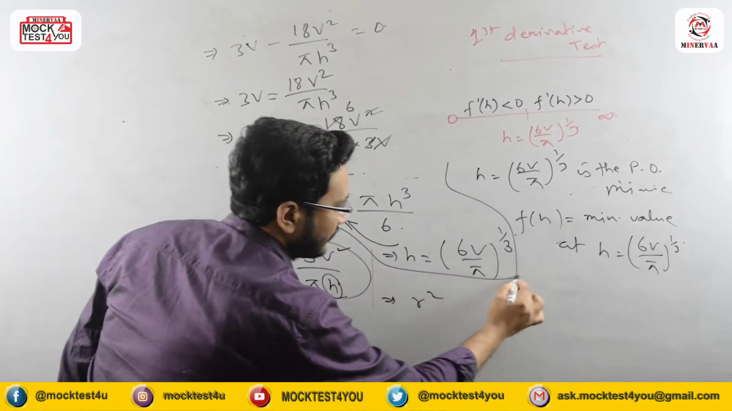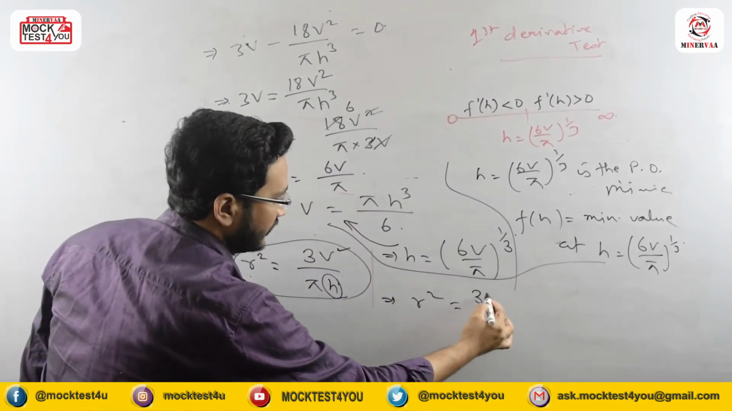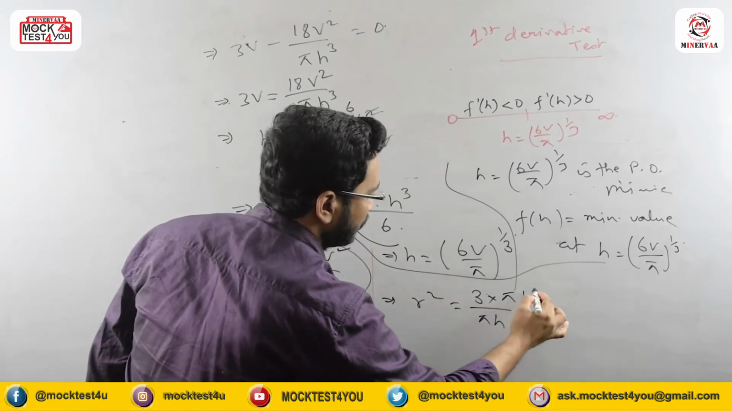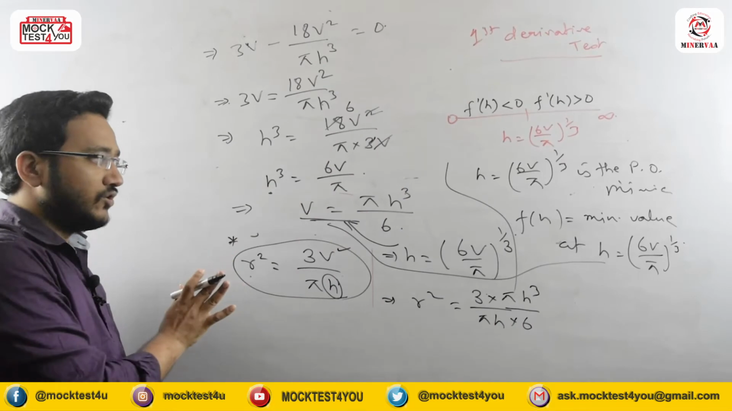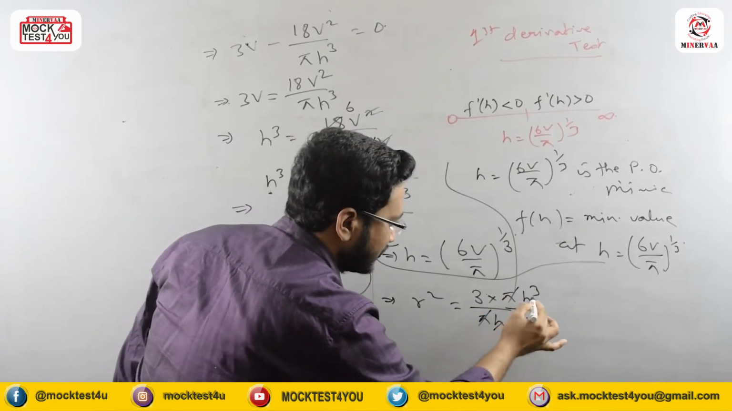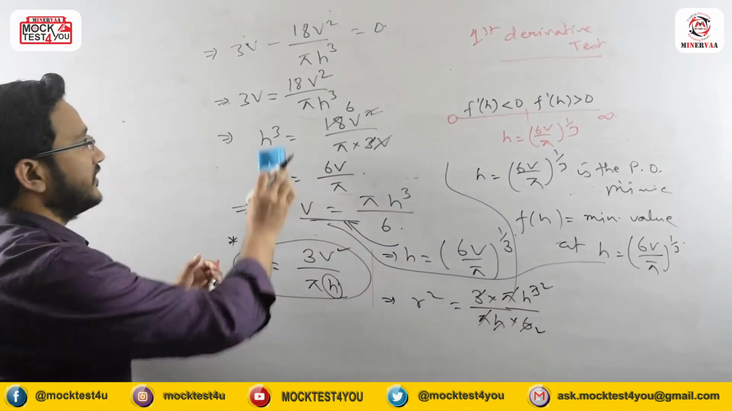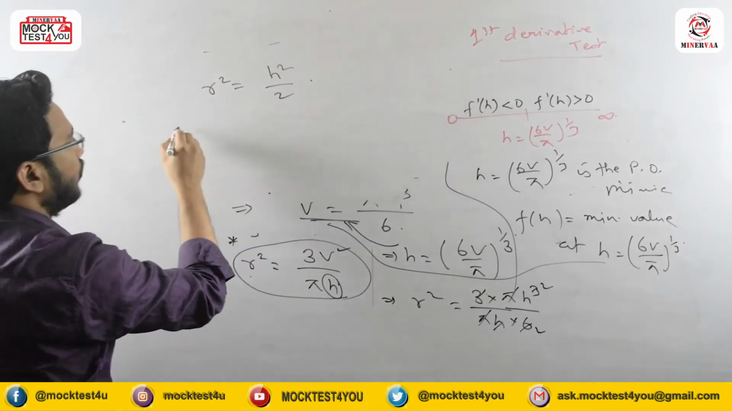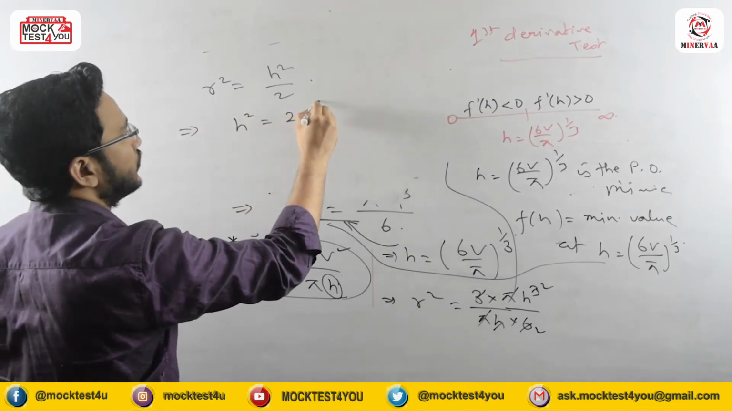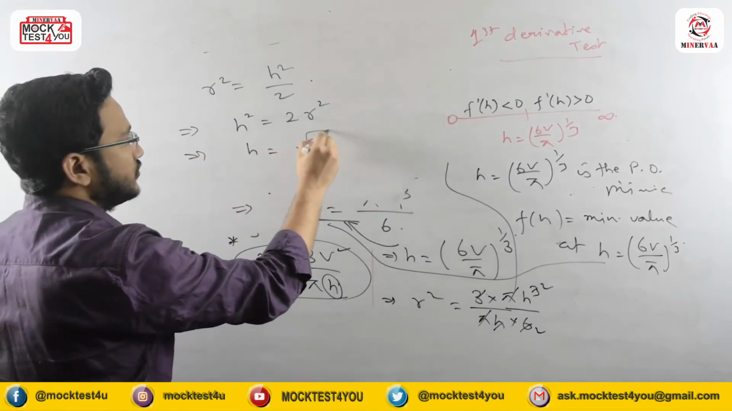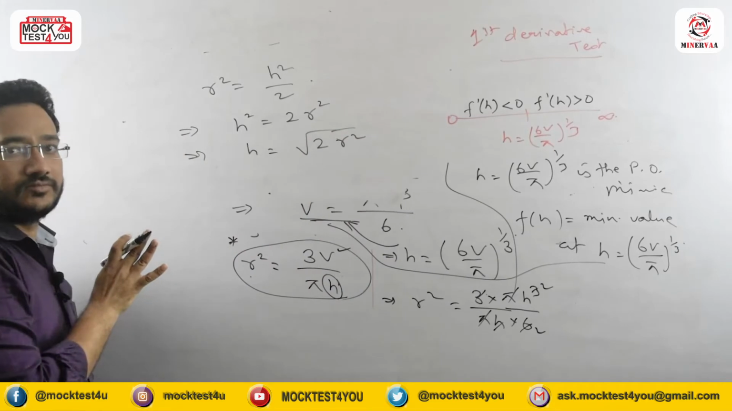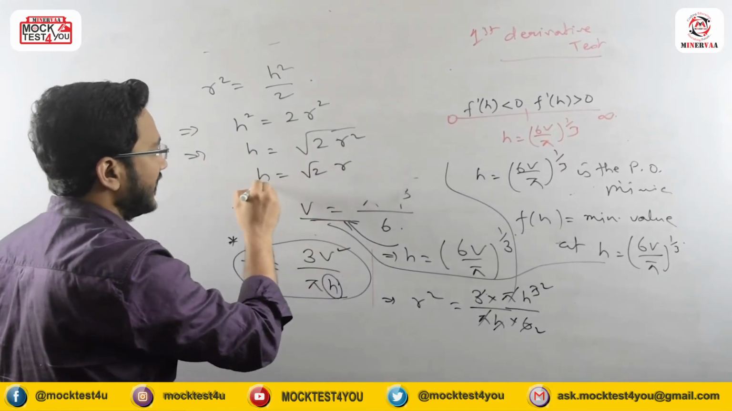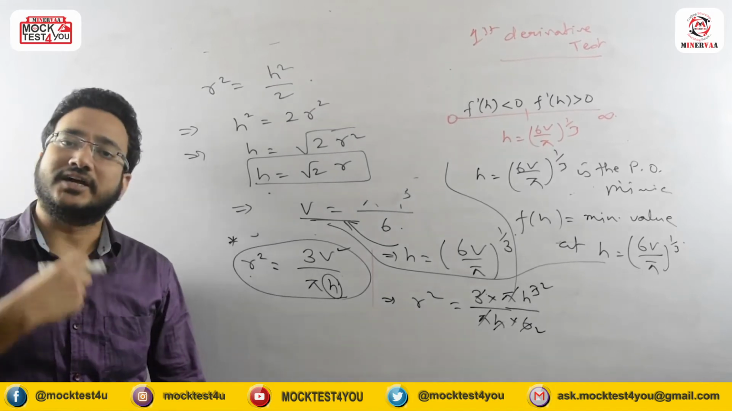r square is equal to 3v divided by pi h, and v value, v is what? Pi h cube divided by 6. This is the value of v. If you simplify this one, h square, 3 into 6. So what we are getting here is r square is equal to h square by 2, or h square is equal to 2r square. Now h will be equal to √2r square, plus minus we are not taking because height cannot be negative. So √2r square will become r, and this is h is equal to √2 r. That's what you have to prove.